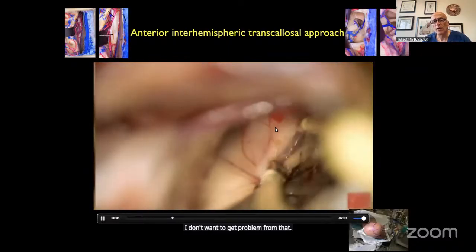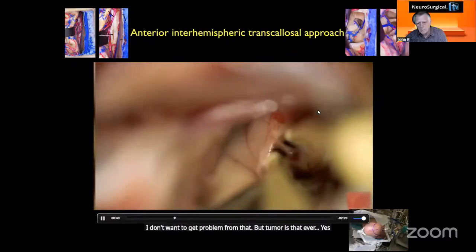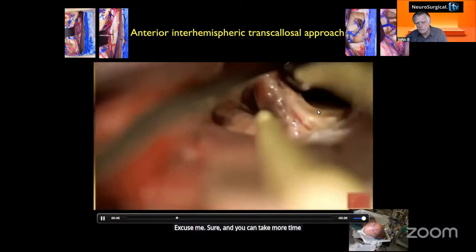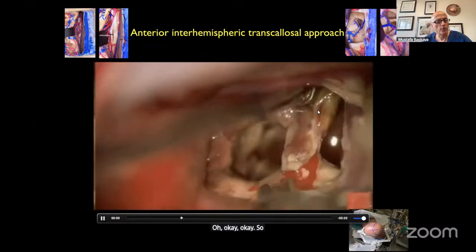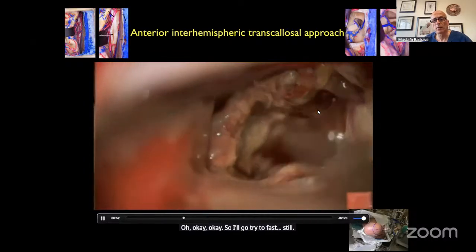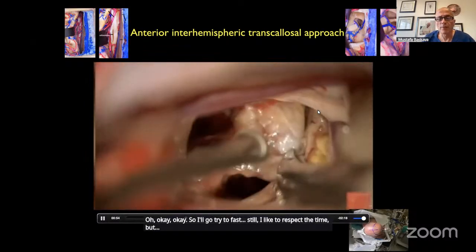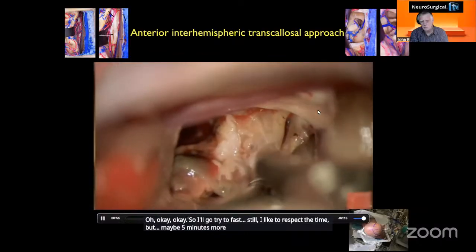But tumor... excuse me, there. Yes. Excuse me, you can take more time if you want. There's no time limit. Oh, okay, okay. So I'll try to go fast. Still, I like to respect the time, but maybe 5 minutes more.